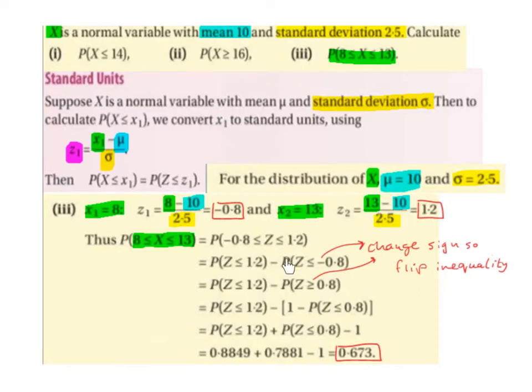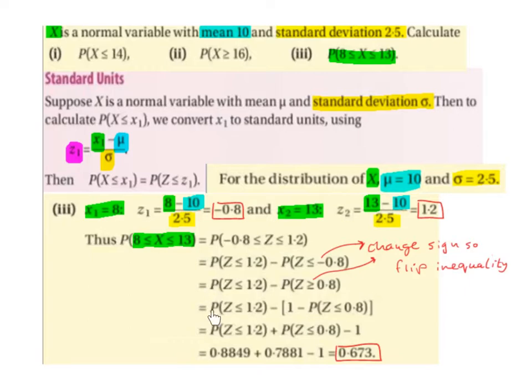The probability that z is less than or equal to minus 0.8 can be rewritten as the probability that z is greater or equal to positive 0.8, because remember, we cannot deal with minuses in our table. This is equal because our curve is symmetric. So a quick way to do it is, if you want to change the sign, you just flip the inequality. For the probability that z is greater or equal to 0.8, again we cannot work this out because we can only work with less than. But if we get the probability that z is less than 0.8 and take it away from 1, then we're left with the probability that z is greater or equal to 0.8.